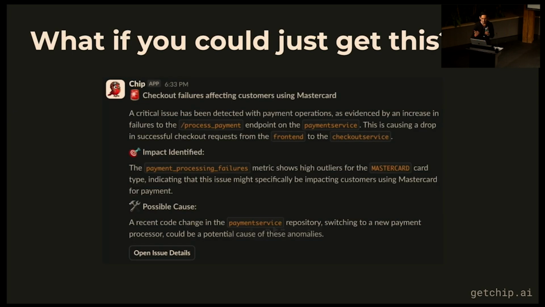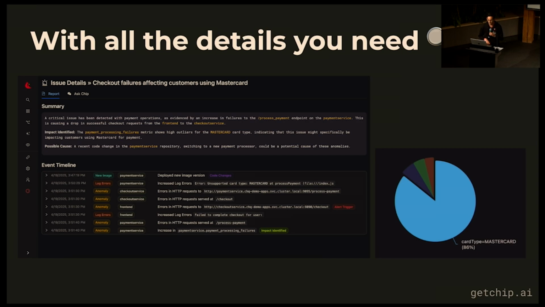What if you could just get something like this? So this is an example of an alert that Chip has sent to your Slack channel. And it's telling you when something goes wrong with that process payment method that you just had. It's also telling you that the callers to your service are having problems. And then it's also identified that the MasterCard card type in this case is actually the one contributing to most of those failures. You can also dig into more details if you want to.